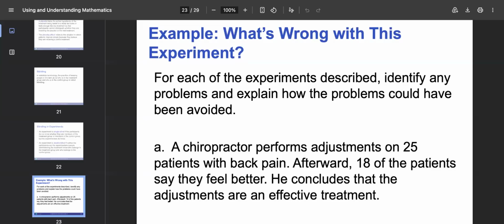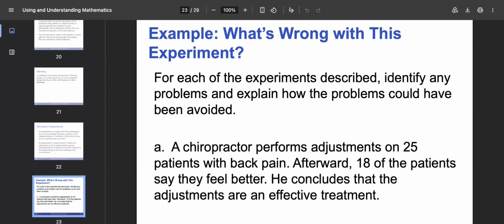Says for each of these experiments described, identify any problems and explain how the problems could have been avoided. Okay, so when you're doing an experiment, we've talked about some of these issues on Wednesday night, and we're talking about some of them today.